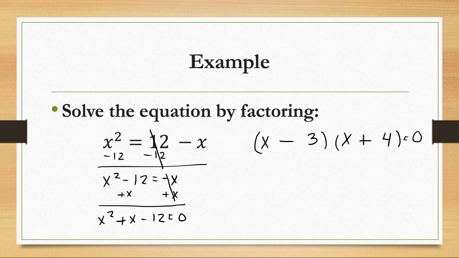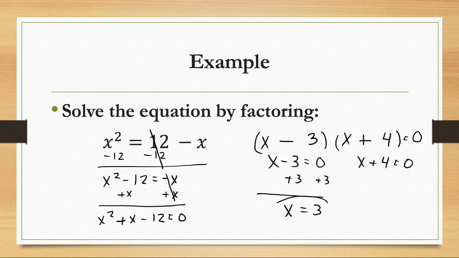All right, again, once you have it factored, then you're going to set each term equal to 0 and solve for x. So adding 3 to both sides here gives me an answer of x is equal to 3. And then subtracting 4 from both sides here gives me a second answer of x is equal to negative 4.